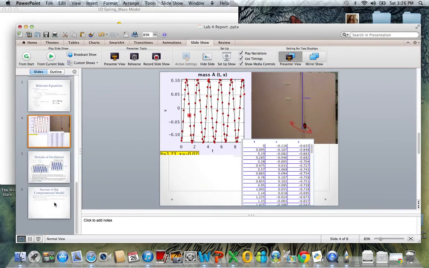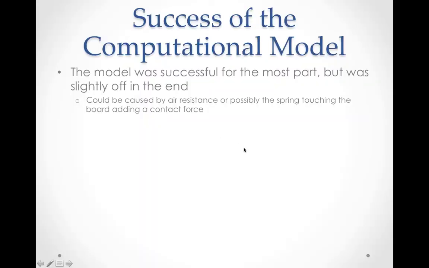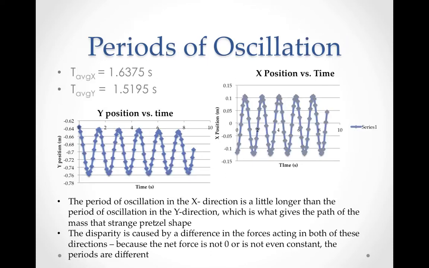One of the reasons why it might have been a bit different was because there was air resistance that we weren't accounting for, and the spring could have possibly, or the mass could have touched the board, which would add a contact force that we weren't accounting for.